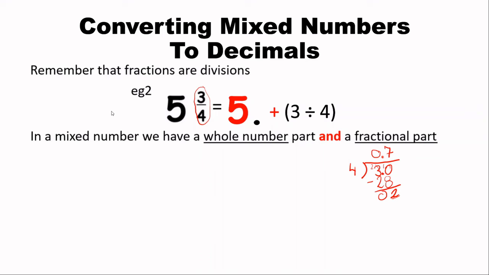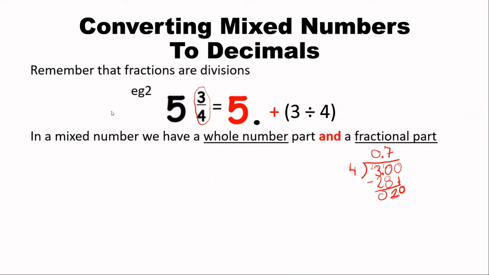So if we've got a remainder, we need to keep going. So I'm going to put another 0 up here. After this decimal point, I can put as many zeros as I need. Let's take down that 0, and let's do 4s into 20. This time I can get an exact answer.